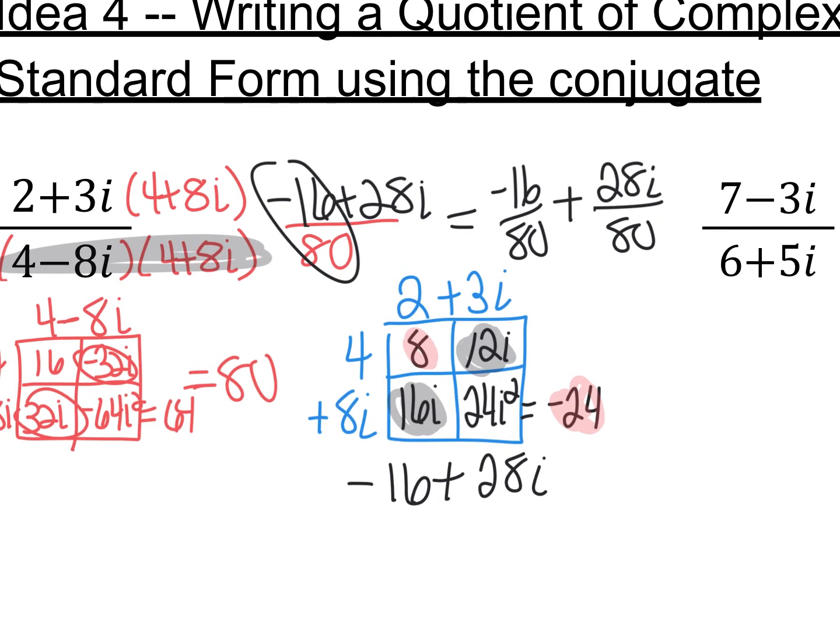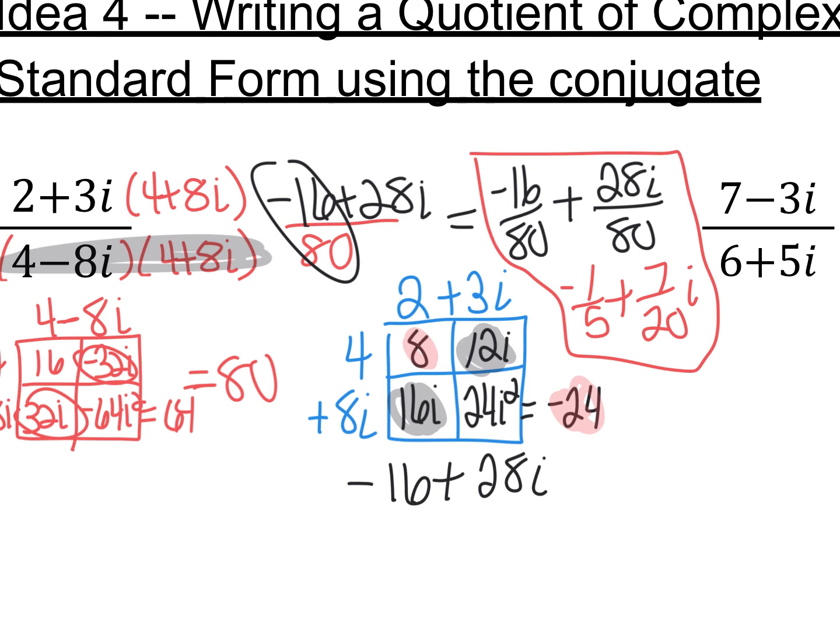We're going to have room over here. So then when we go and simplify that, negative 16 over 80, you can put that into your calculator and it'll simplify it for you, is negative 1/5. Plus, and then 28i over 80. 28 over 80 would simplify to 7 over 20, and then times i. So these two here are equivalent to each other, but the black is not simplified, the red is simplified.